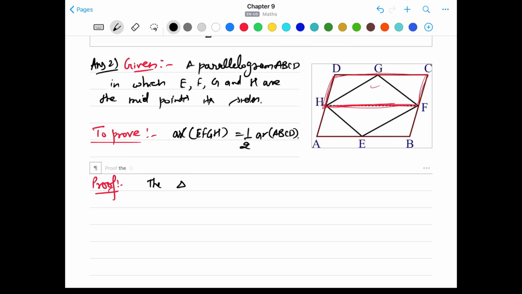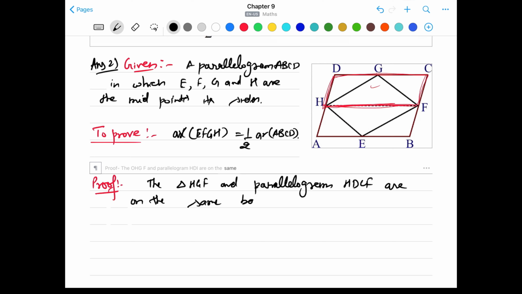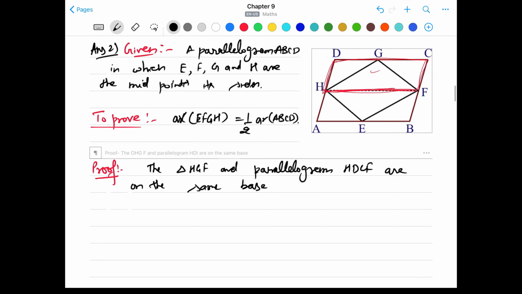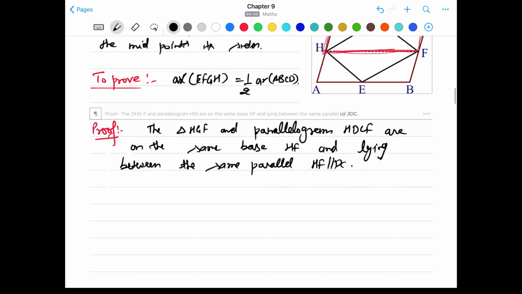We'll write: the triangle HGF and parallelogram HDCF are on the same base HF, and lying between the same parallels. Those parallel lines are HF and DC.